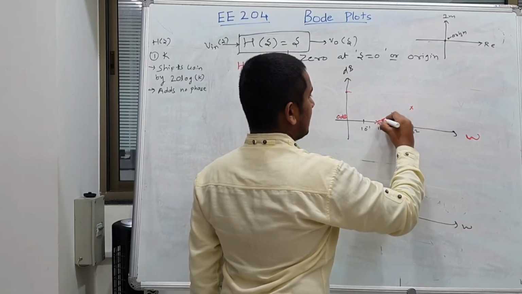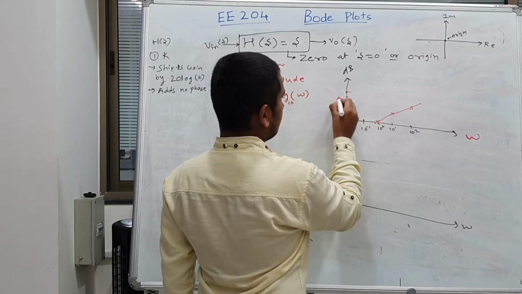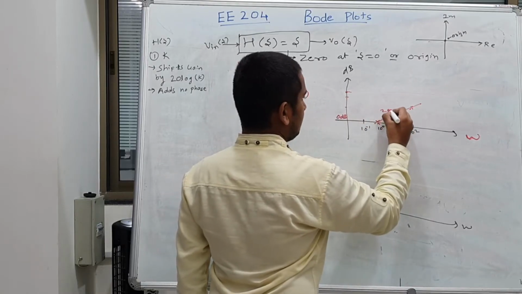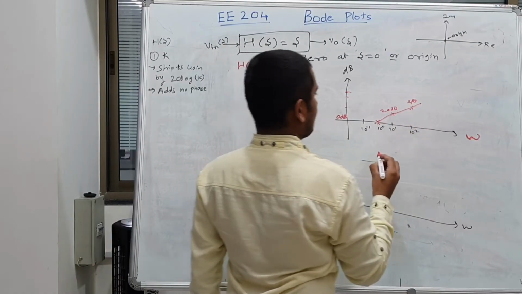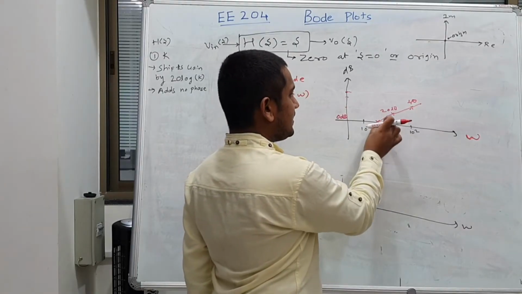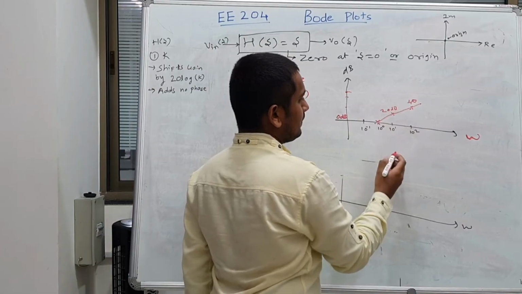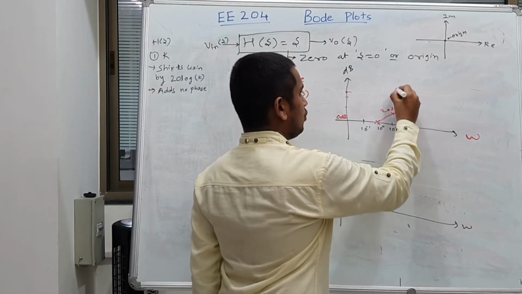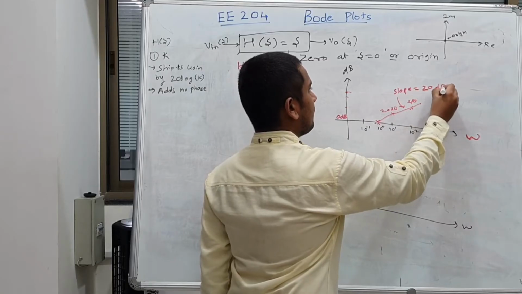And if we connect all these dots, this is at 20 dB and this is at 40 dB, it means that in every decade there is an increase in magnitude by 20 dB. Hence the slope of this curve is 20 dB per decade.